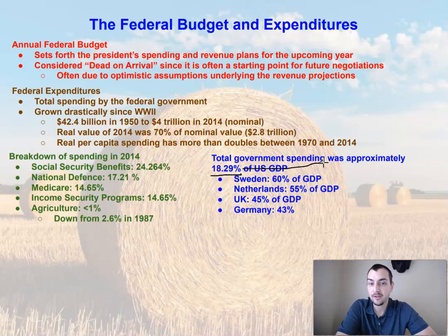Well, how does that compare to other countries? Sweden's federal spending accounts for about 60% of their GDP. The Netherlands accounts for about 55% of GDP. The UK accounts for 45%, and Germany accounts for 43%. So we're not as high as some of these European countries, but federal spending still accounts for almost 1/5 of the total U.S. GDP.